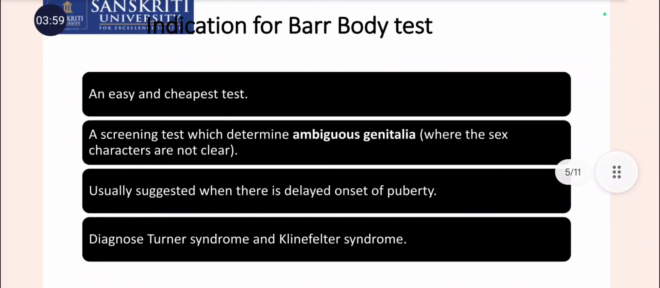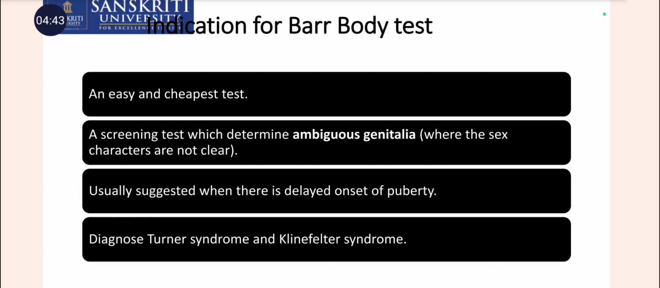Now, the indication for the bar body test. Why is this test done in a patient? This bar body test is one of the cheapest tests, very economical, and it is not a confirmatory test. It is a screening test which is used for ambiguous genitalia, meaning where the sex characters are not clearly visible or not defined. So in case of ambiguous genitalia, this is the test which is requested in the lab.